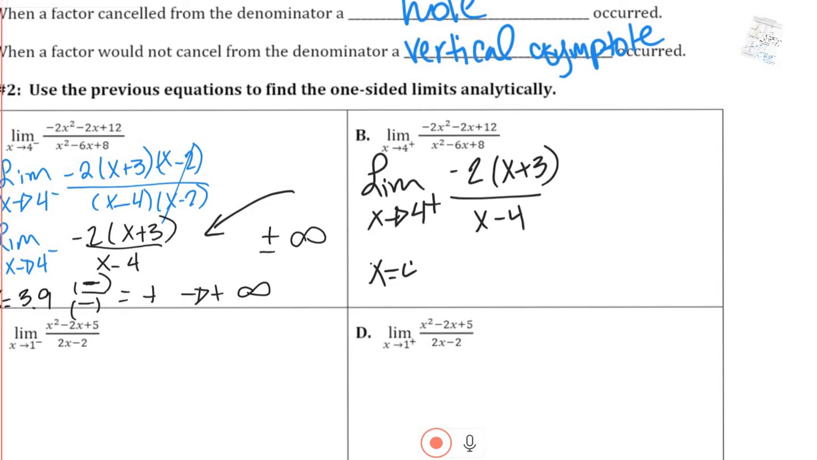You want to pick something close, and you can even reason through it without really having a set number in mind. But when you think about it, when I plug in 4.1 plus 3 multiplied by that negative 2, it's going to automatically make that numerator negative. And when I plug in 4.1 in the denominator, no matter what I plug in, whether it's 4.00001 minus 4, it's always going to give me a positive number. So notice in this case, my answer is going to be negative infinity.